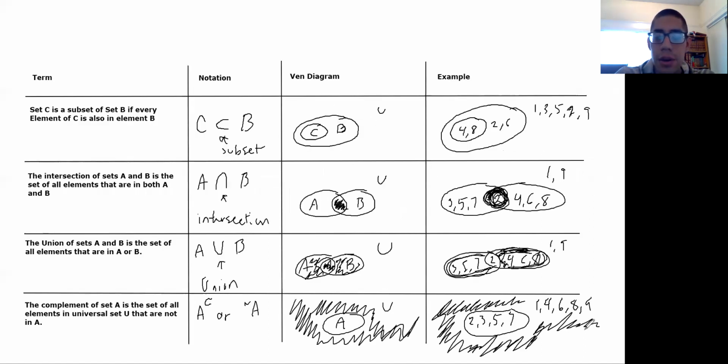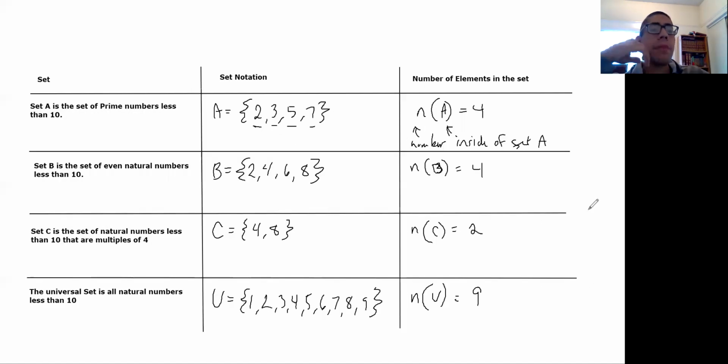Okay, so let's skip that for now. Right, so what is the deal with sets, notations, and number of elements in the set?